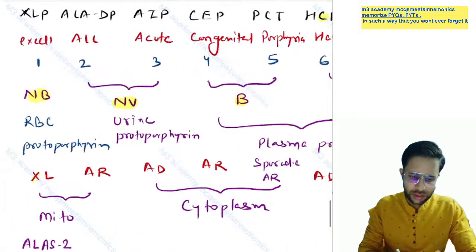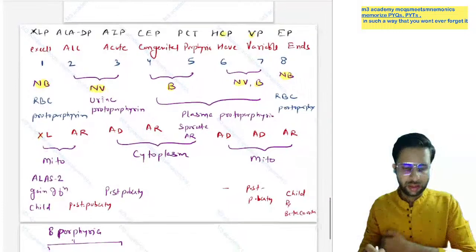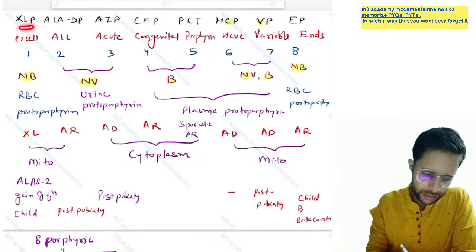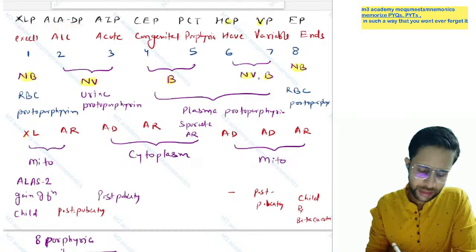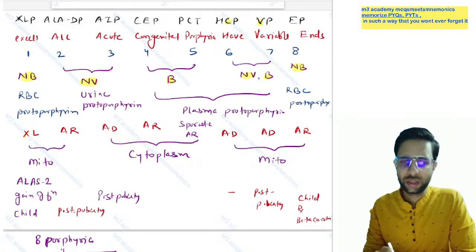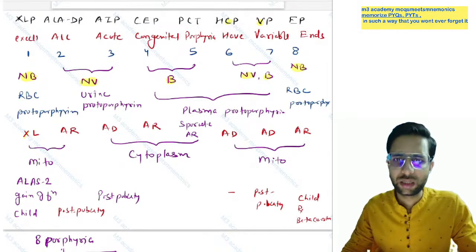So you can see in this picture. How many types of porphyria are there? There are 8 types of porphyria: X-linked porphyria, ALA dehydratase porphyria, acute intermittent porphyria, and CEP, PCT, HCP, VP, and EP. That is, variegate porphyria and erythropoietic porphyria.